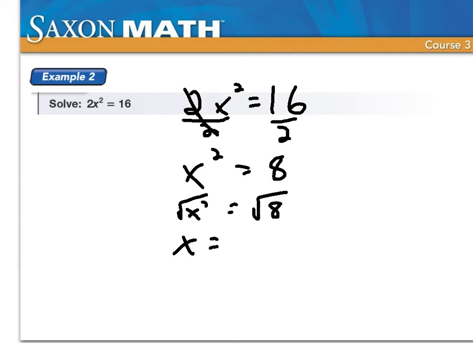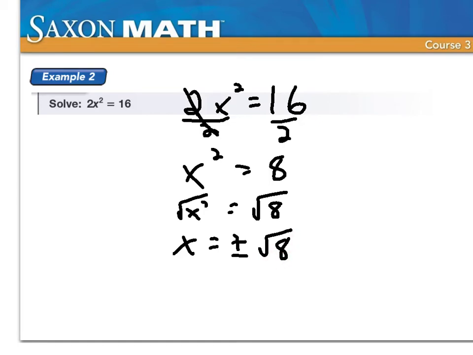Well, my problem is I don't know what the square root of 8 is. But I know there has to be a positive and a negative version of it, so what I do here is I put a plus and a minus. That means positive and negative square root of 8. Now, I'm not done yet, though, because I did a whole lesson on how to simplify these things.